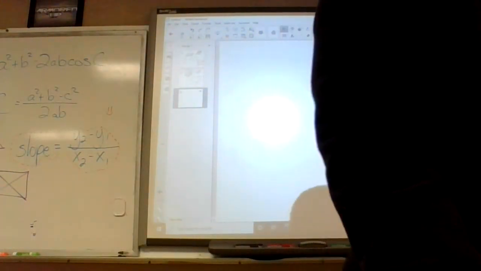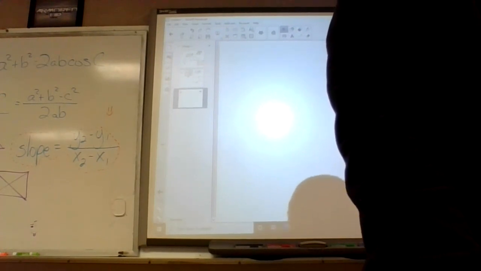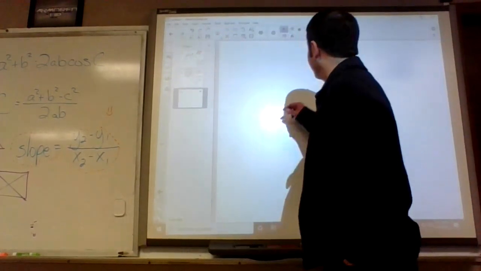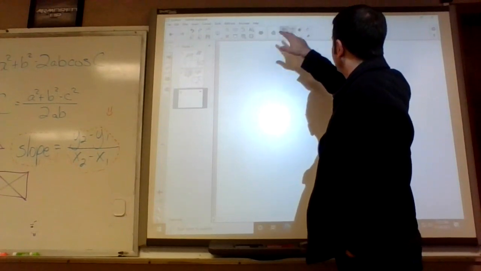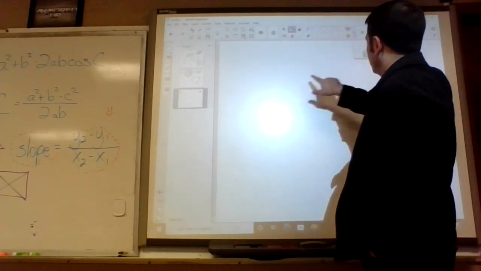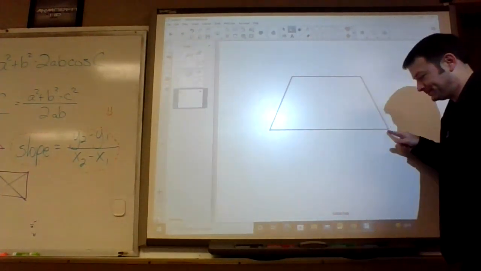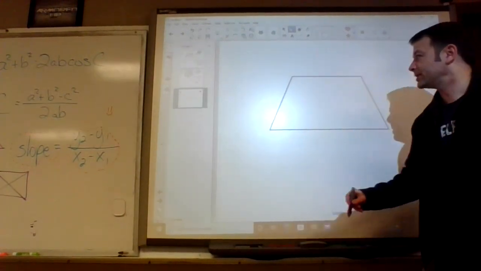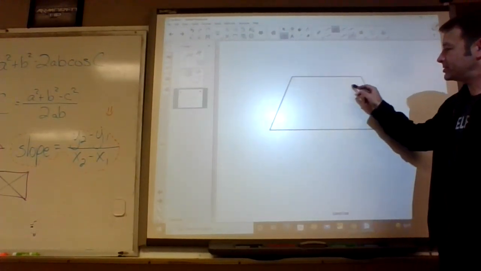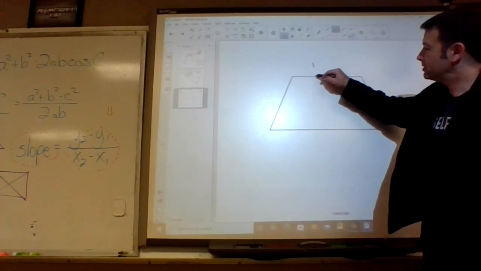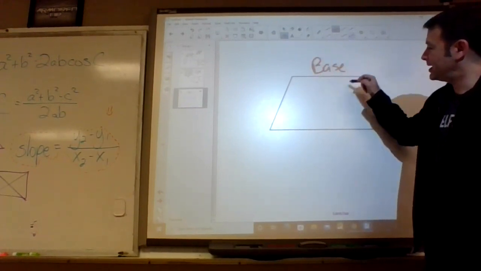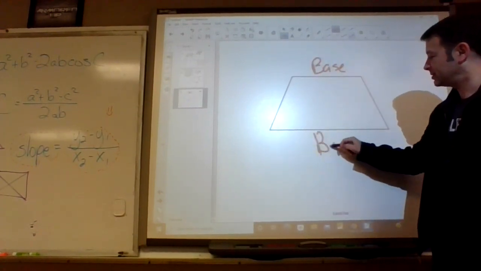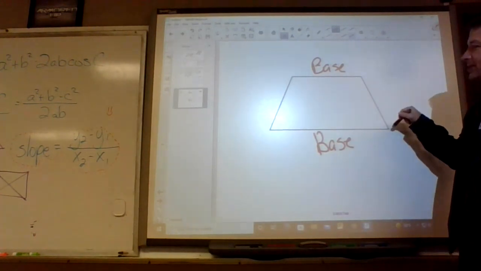All right, so what we're learning about today is trapezoid and kite stuff. I was supposed to ask you this question. What shape is that? Trapezoid. You guys remember what the parallel sides are called? Bases. We kind of have a base 1 and a base 2. What are the not parallel sides called?